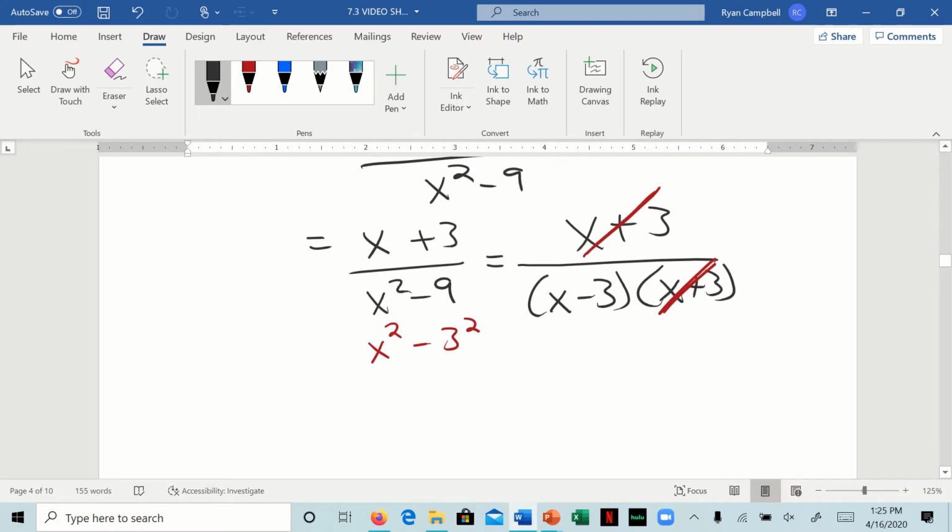Remember, if you have, for instance, 3 over 3, and you cancel that, what are you left with? It's just 1. So there's a 1 in the top. So our final answer is 1 over x minus 3.